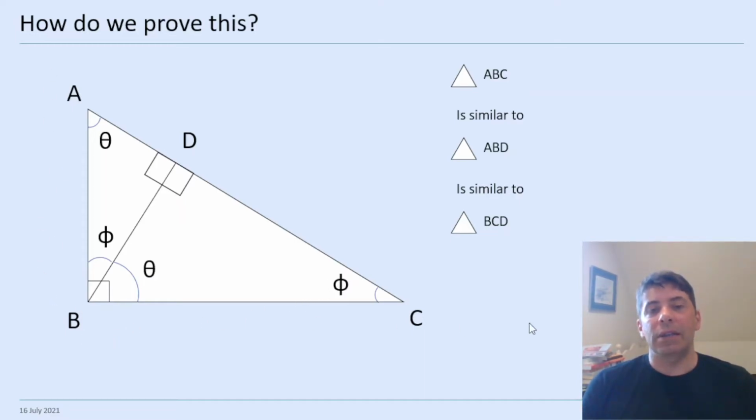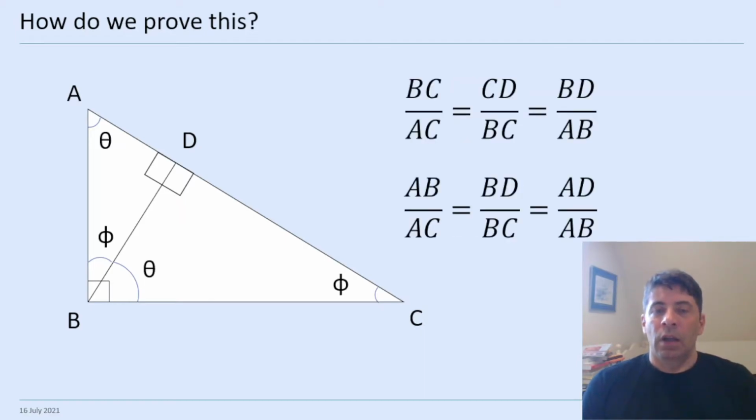So ABC has a right angle, theta and phi, and then ABD has a right angle, theta and phi, and then BCD has a right angle, theta and phi. So they're the same shape, they're just coming in different sizes. And because they're similar triangles, there are some things that we know.